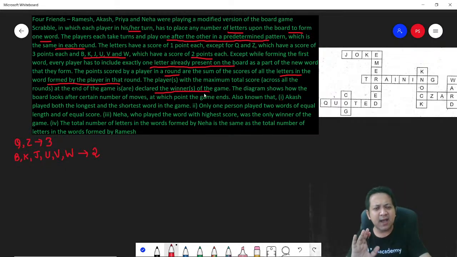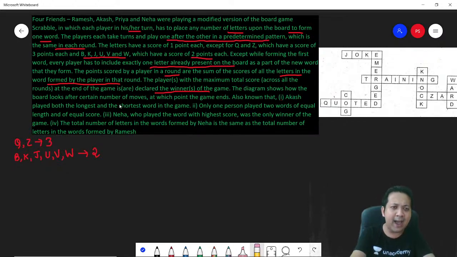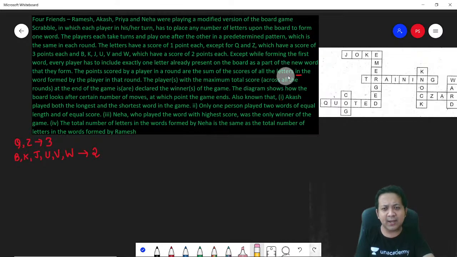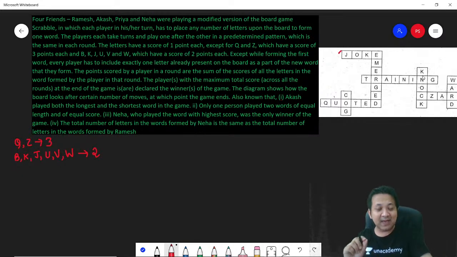Now I think we will hold on for a moment. Whatever we have done till now, let's try to understand by looking at the Scrabble board, which is given on the right side of your screen. First, let's count how many words there are: joke, emerged, training, cop, quoted, knock, czar, word. If you count the number of words, there are a total of 8 words.